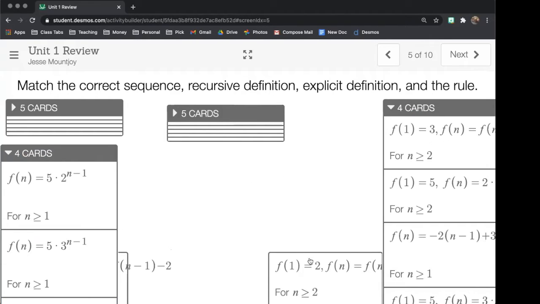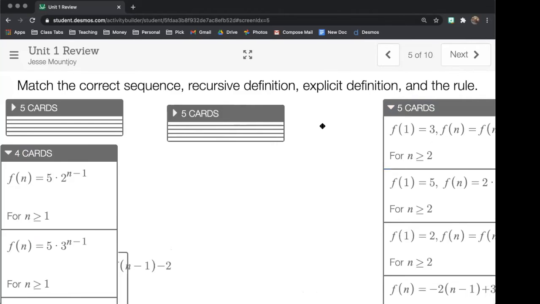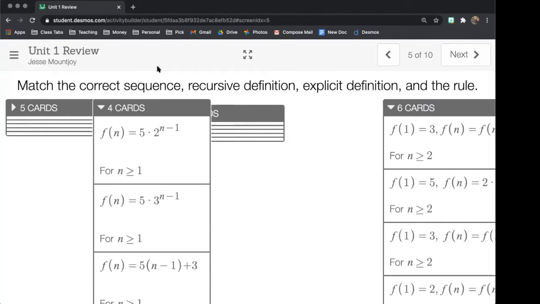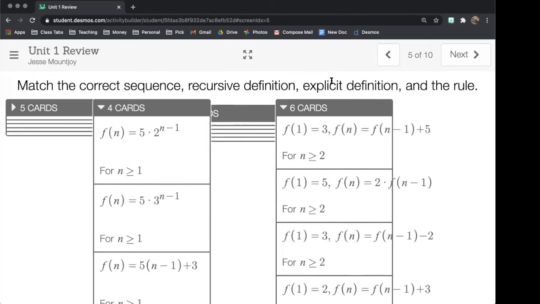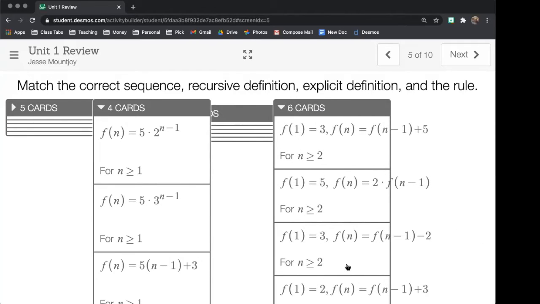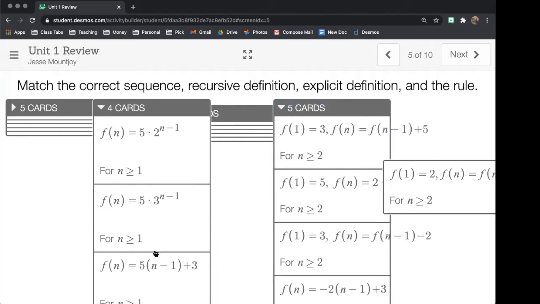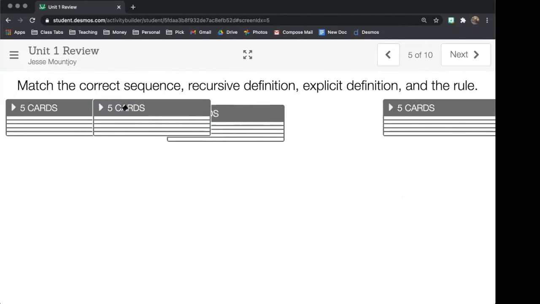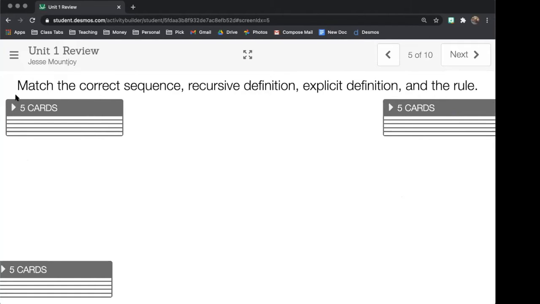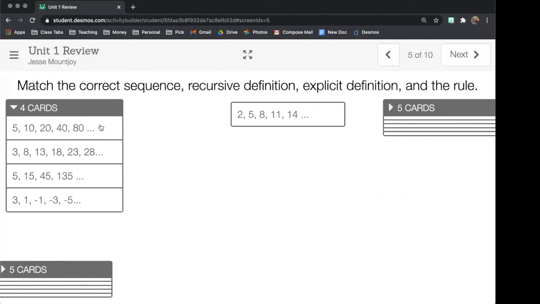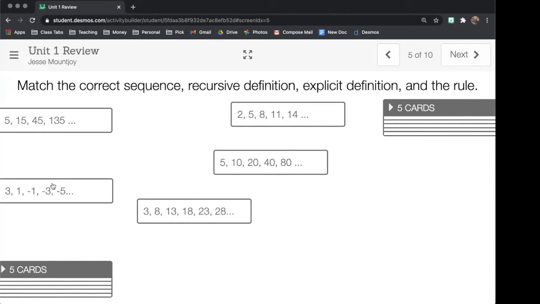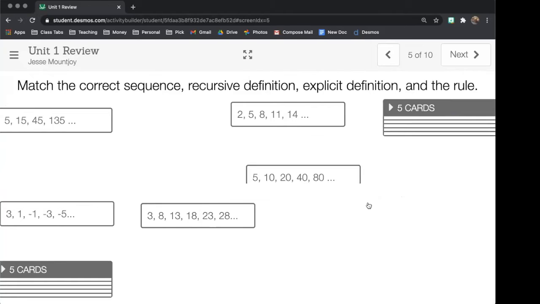So let's see, there's another recursive. It's got f of 1. And these ones don't. Oh, this one does. There we go. Oops, I think I got a mistake in there then. Let me double check it. It was just that last one. There we go. Now that I got all my groups kind of situated, I'm going to hide these ones. And I'm going to try and match my sequences to their rules. So let's pull the sequences out so we can see them all. And let's go ahead and figure out what rule goes with which sequence.